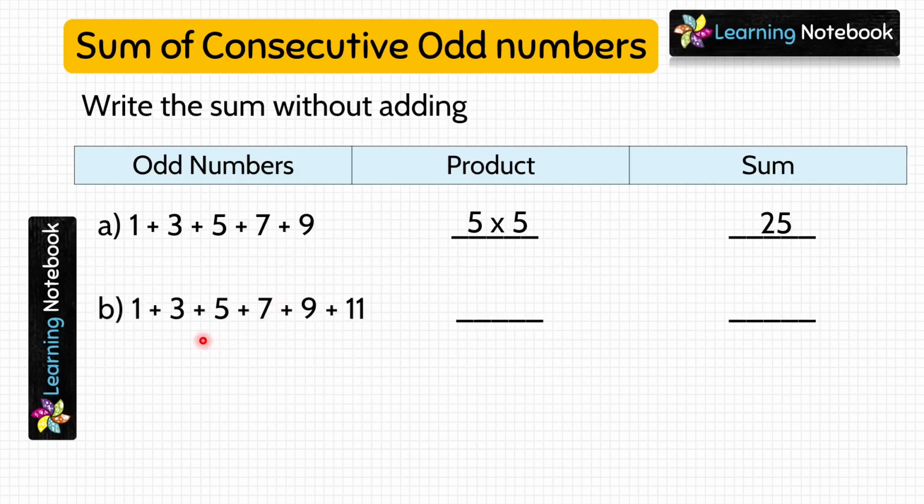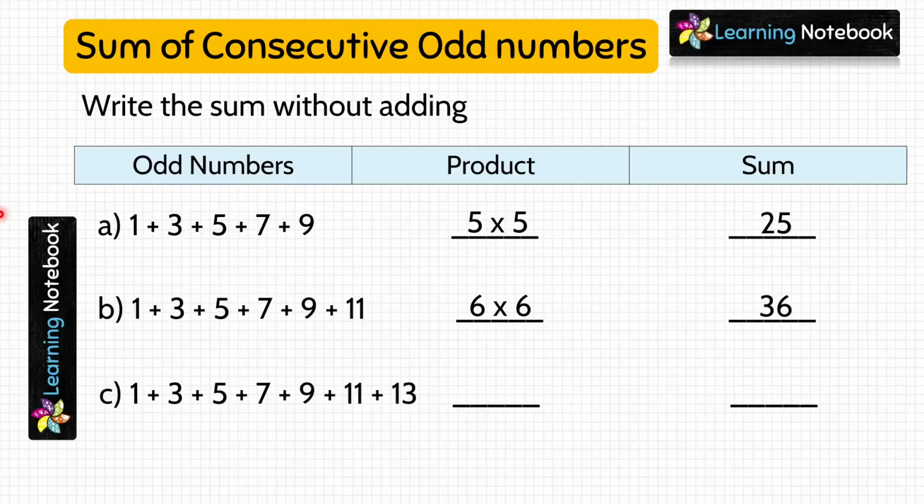Next, this is the question. 1 plus 3 plus 5 plus 7 plus 9 plus 11. So students, these are the first 6 consecutive odd numbers. That means their sum equals 6 into 6, which equals 36. So again, we have got the sum of these consecutive odd numbers without adding them.